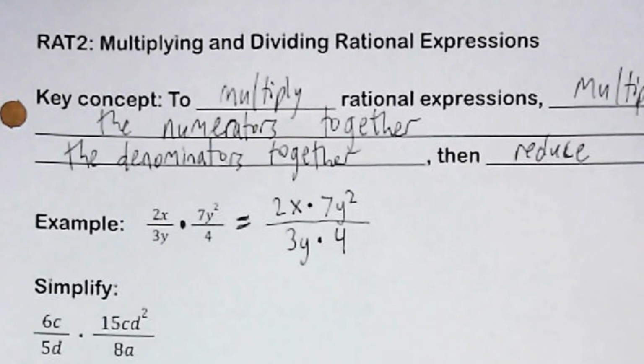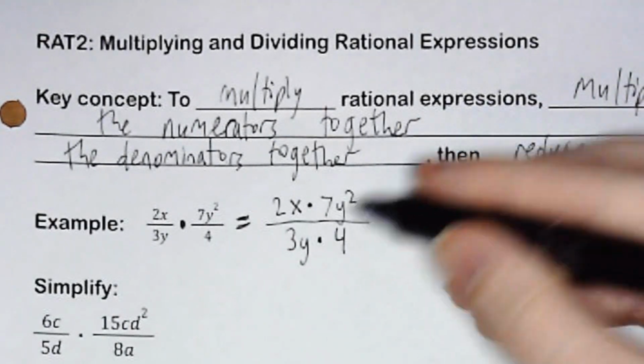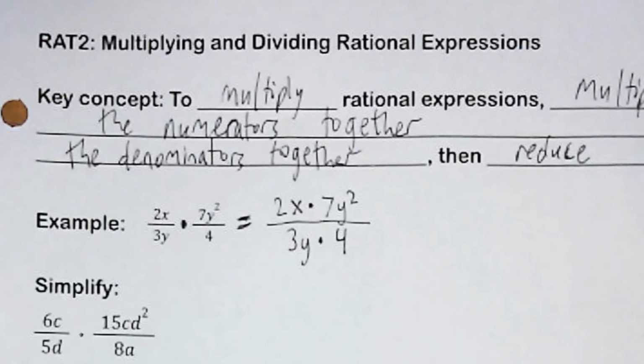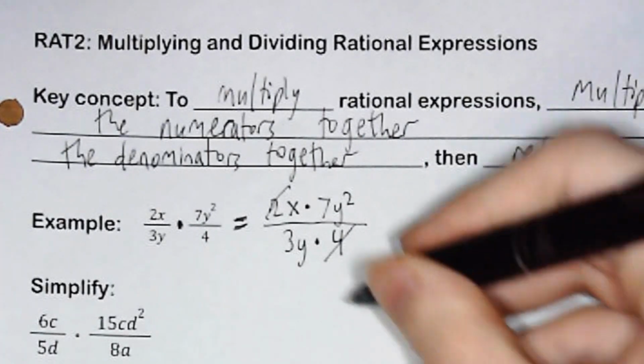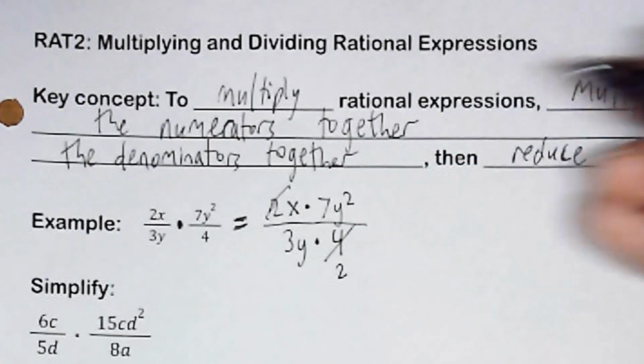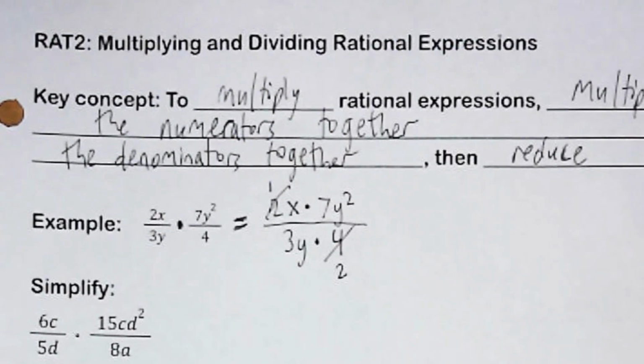So now we have some parts of this fraction that we can reduce. Now, reduction is not the same as cancellation, but it is very similar. For example, I have a 2 and a 4. I can reduce these two, and I'm left with a 2 on the bottom and a 1 on the top.